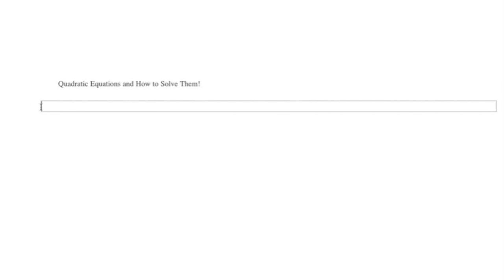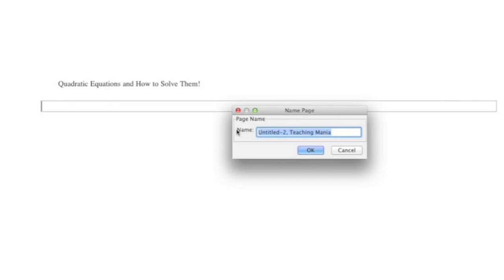Today we're gonna be talking about quadratic equations and how to solve them. The first thing I'm gonna show you is how to solve by factoring. So, let's take a new page.